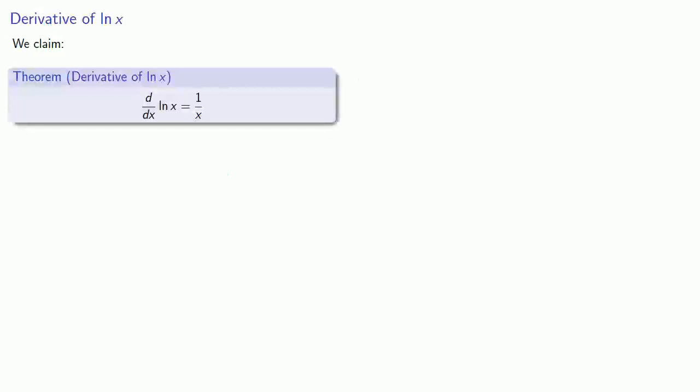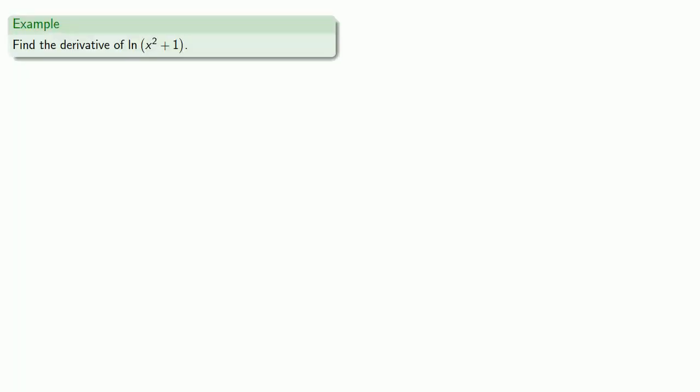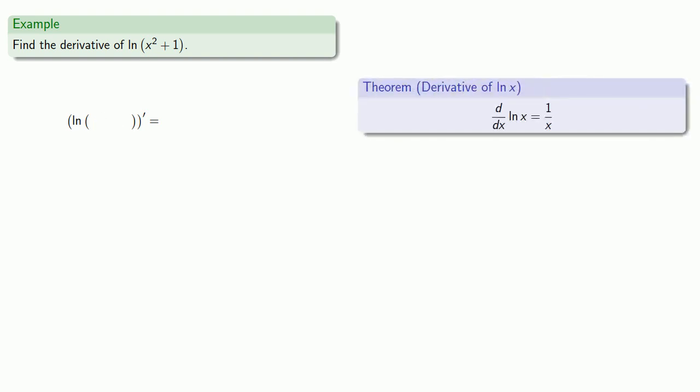As with the derivative of sine or cosine, we can, with some effort, find the derivative of log from first principles. But the proof is rather involved, and so we'll simply claim without proof that the derivative of log of x is 1 over x. And for example, say we want to find the derivative of log of x squared plus 1. So for variety's sake, we'll use our prime notation. The derivative of log of x squared plus 1. Well, the function is log something, and so our derivative of log something is 1 over something times the derivative of something.